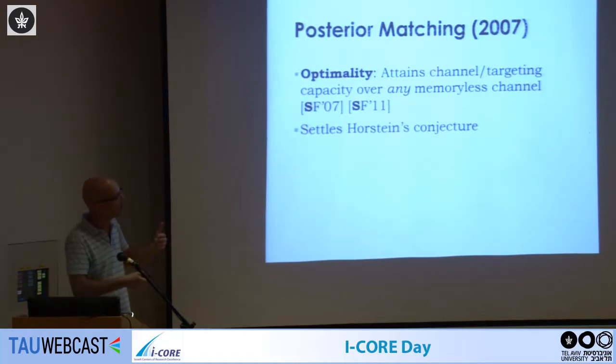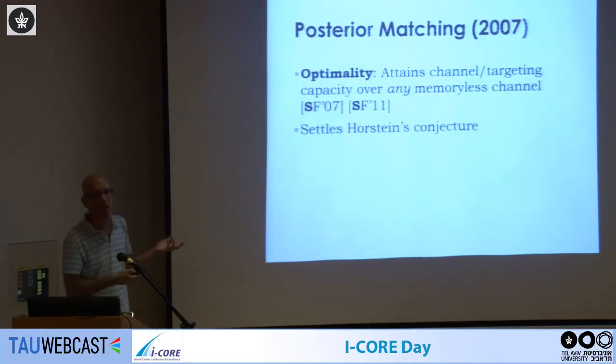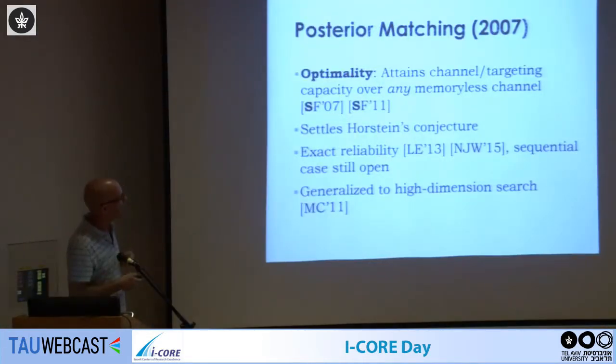Okay, so this recursive structure allows you to analyze the contraction properties of this, basically a Markov chain over CDF space, and using that you can show that this actually achieves capacity. So this resolves the Horstein conjecture in a strong sense, and actually gives you a scheme that is optimal for essentially any memoryless channel. And other things have been studied about this, but I'm not going to discuss them.